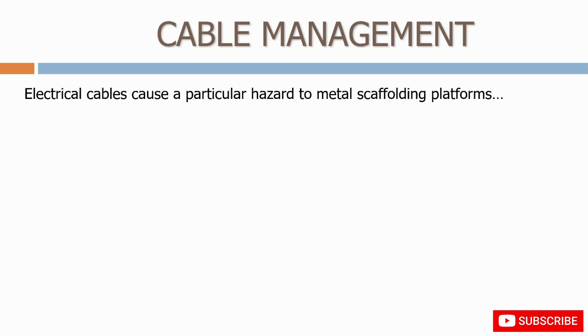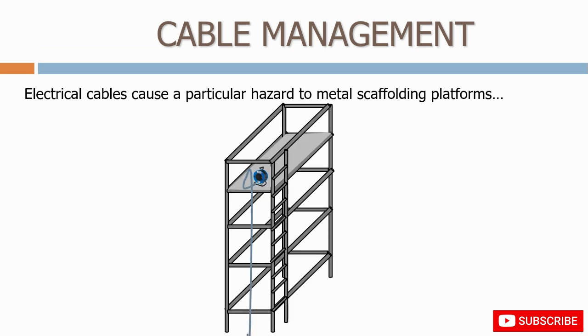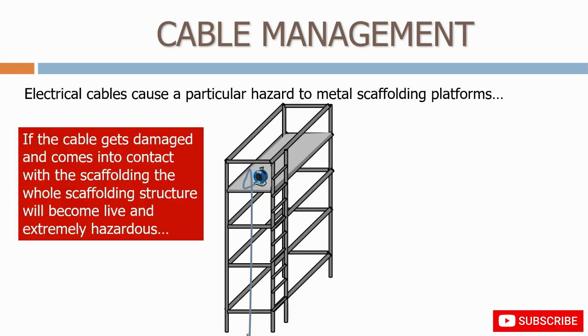Electrical cables cause a particular hazard to metal scaffolding platforms. If the cable gets damaged and comes into contact with the scaffolding, the whole scaffolding structure will become live and extremely hazardous.